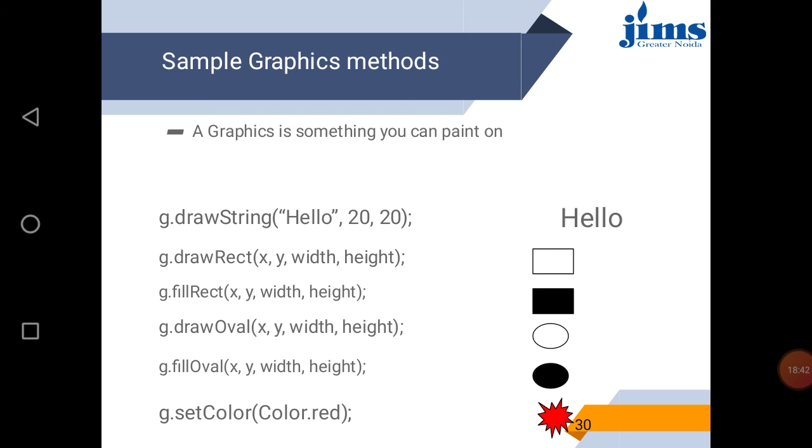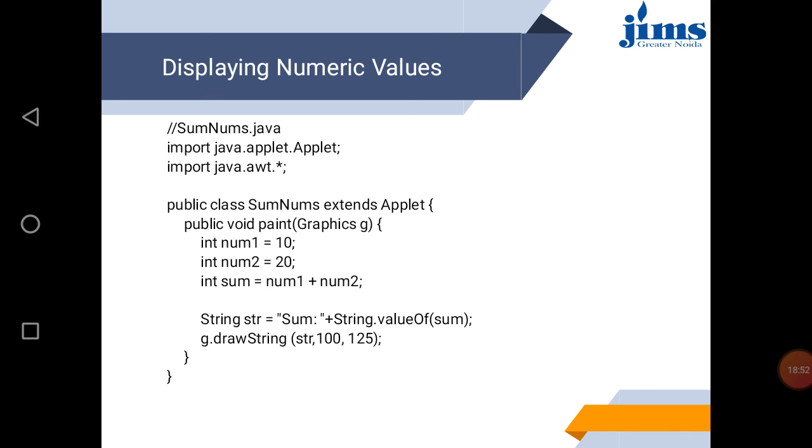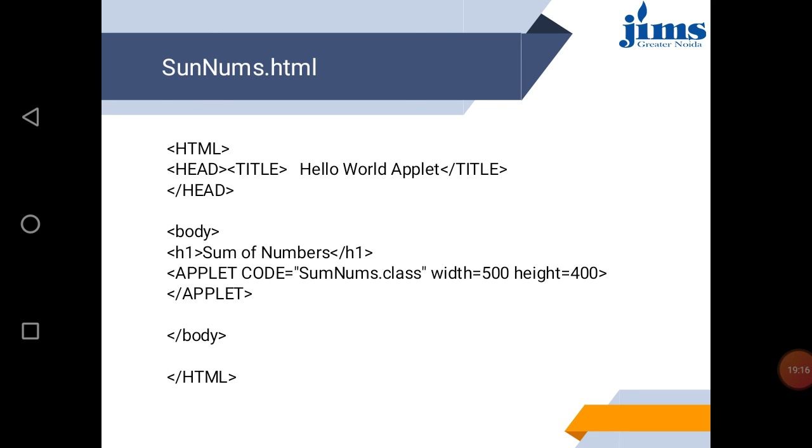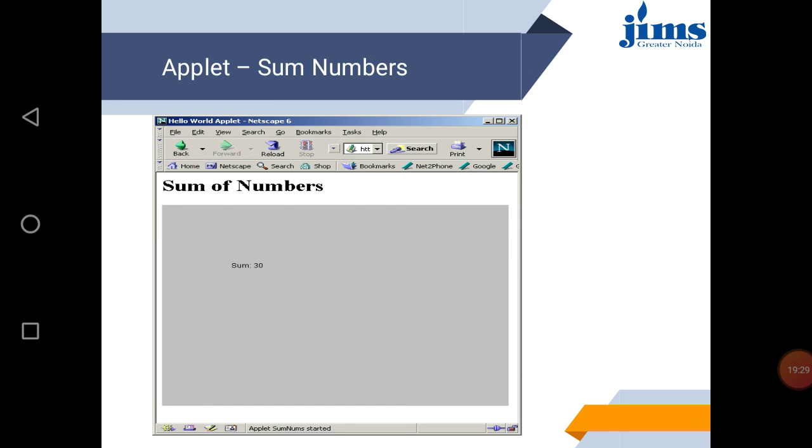Using graphics methods, we can draw any structure, we can fill it, and we can show any information. We can also process some mathematical calculation using a program. In this program, we are adding two numbers and showing the result using the paint method. And whatever result is coming, we can print it with the help of drawString. And obviously, once the class file is created, there is applet code where we mention the class file along with width and height, and we can show the output here.